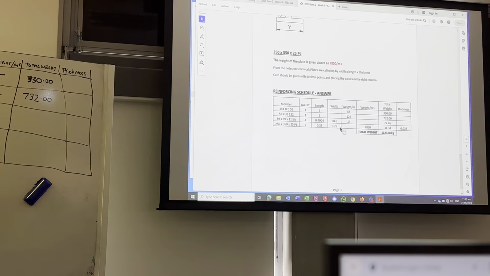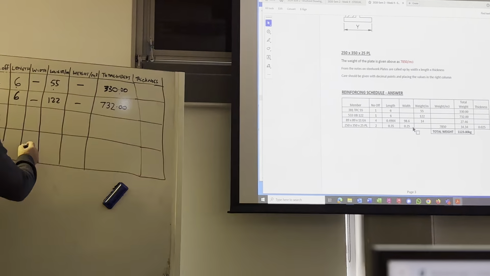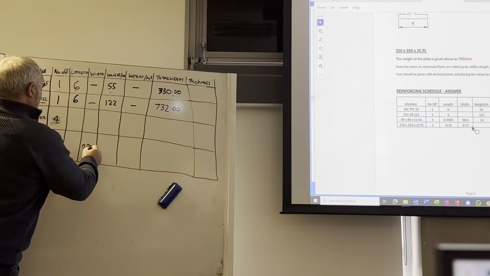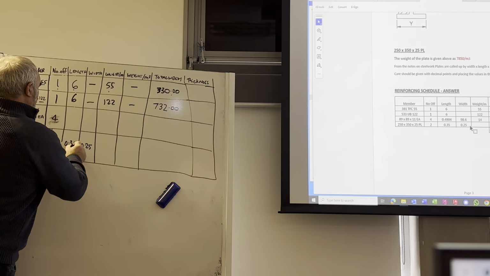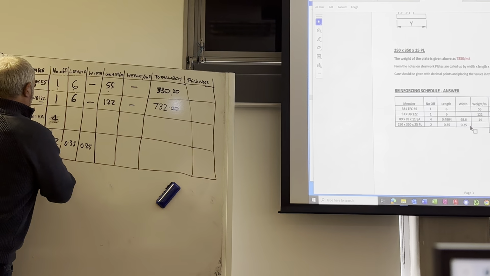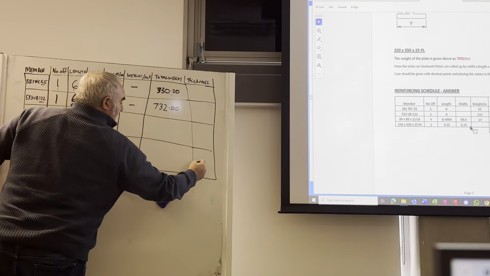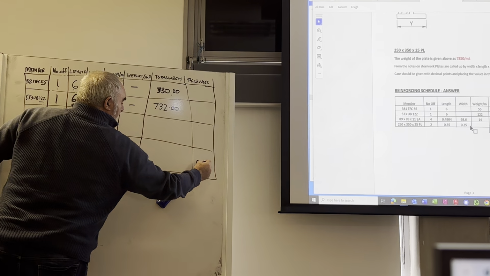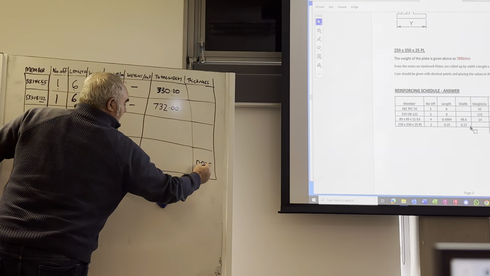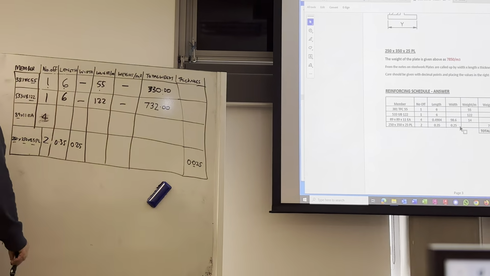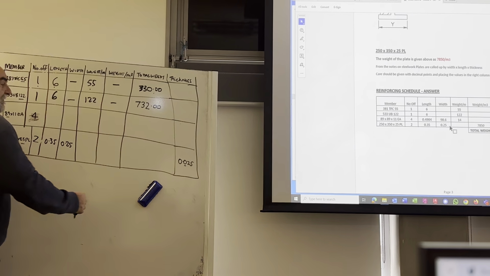Notice how it's the other way around? You could easily get that wrong in the test. So that's 0.25, 0.35, and of course the 25 millimeters is the thickness, and that is 0.025. That is another thing that students get wrong in both the test and the assignment.